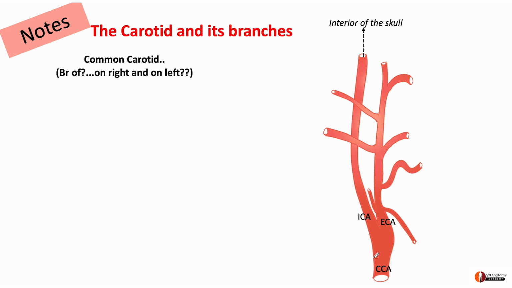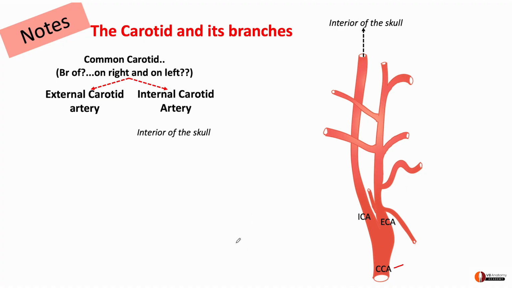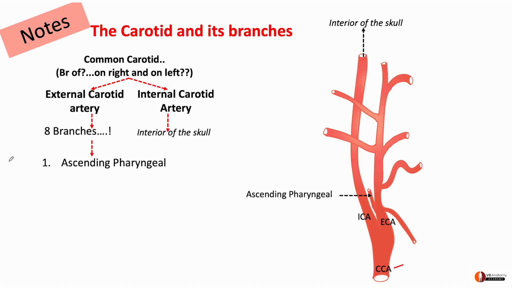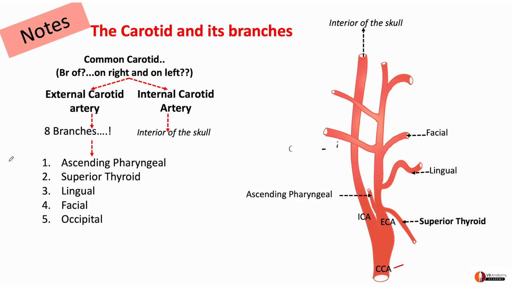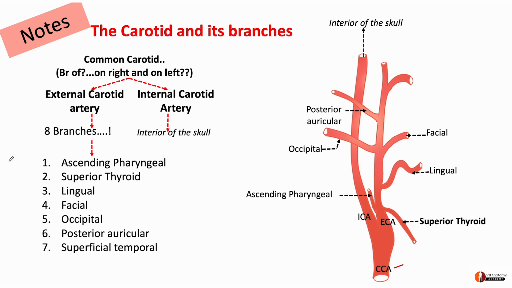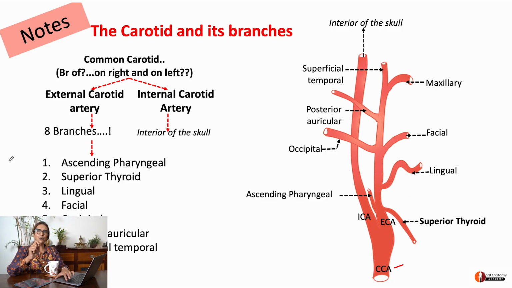This is your common carotid artery here, dividing into internal carotid and external carotid. Internal carotid continues into the skull, does not give any branches outside. External carotid now divides into 8 branches, which are as follows: ascending pharyngeal, superior thyroid, lingual, facial, occipital, posterior auricular, superficial temporal, and maxillary. This is a quick revision of branches of external carotid.